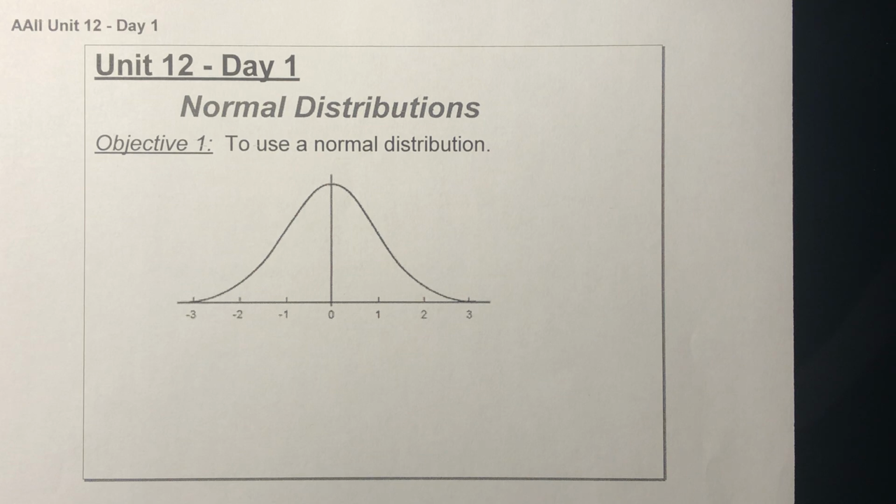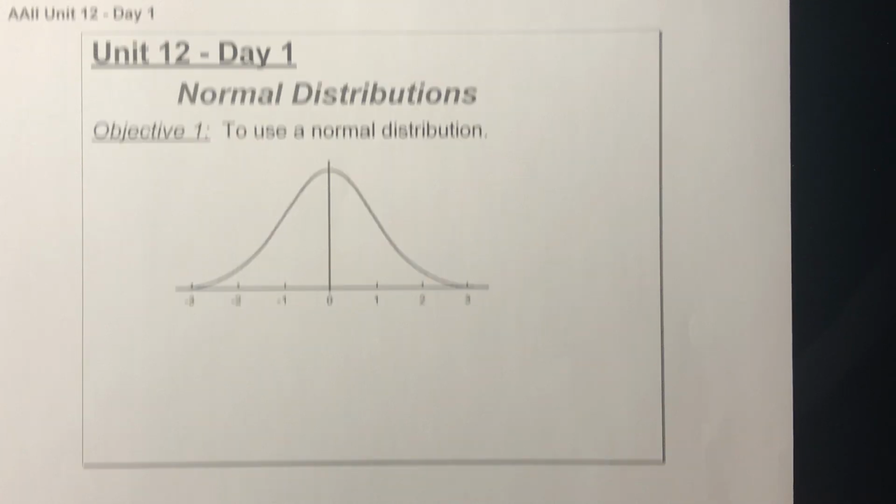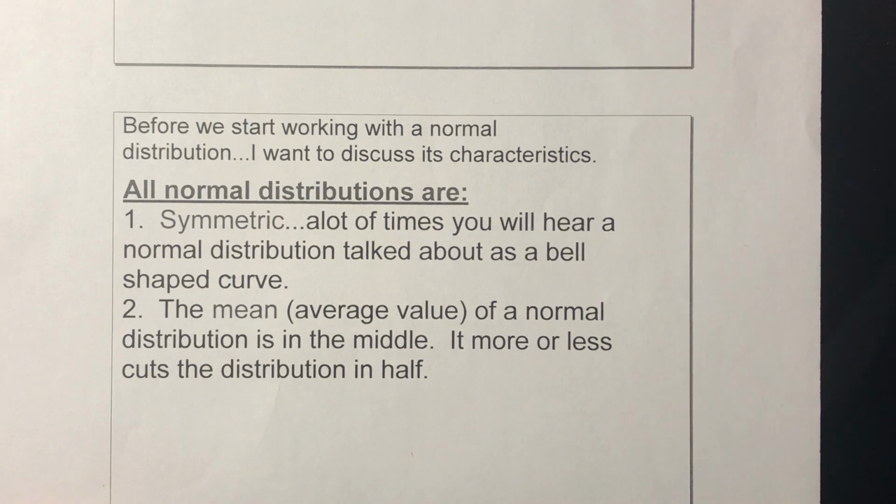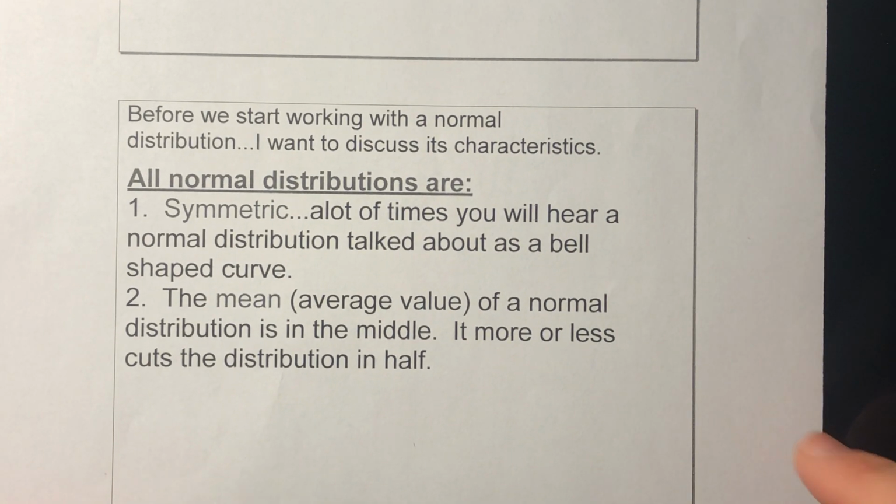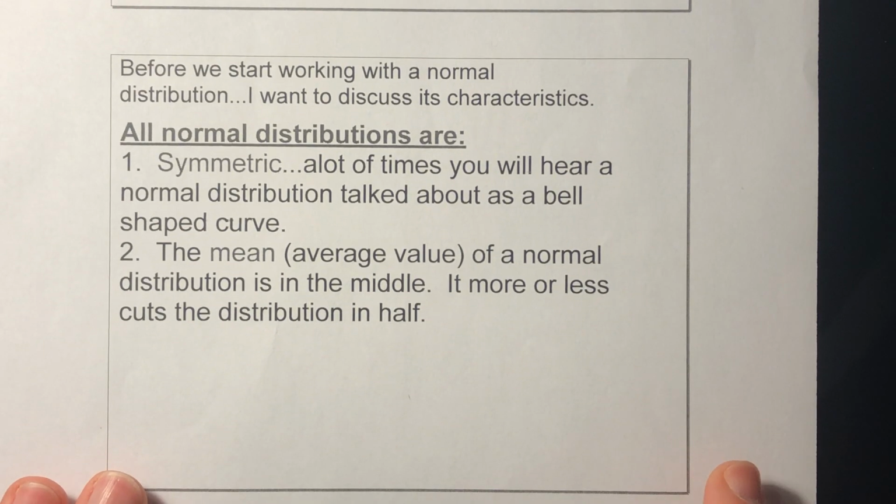So we're going to do Unit 12, Day 1, normal distributions, as you can see. Anybody know what this is called here? That's right, it's a bell-shaped curve. That's what a normal distribution is. It forms a bell-shaped curve, okay? So here are some characteristics, as you can see.